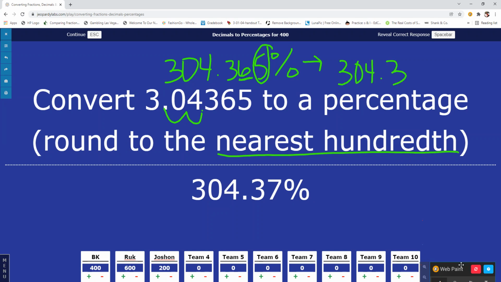All right, so 0.37. So you can either have 304.37 or you can have 304.370.